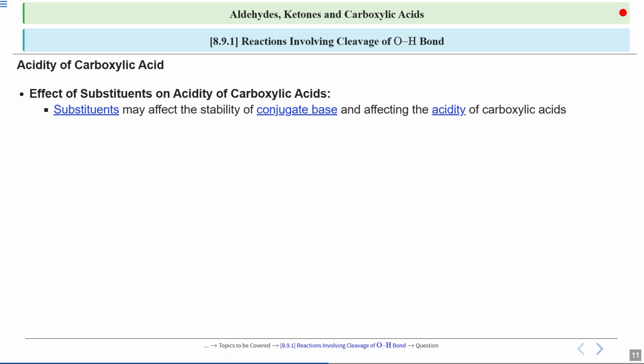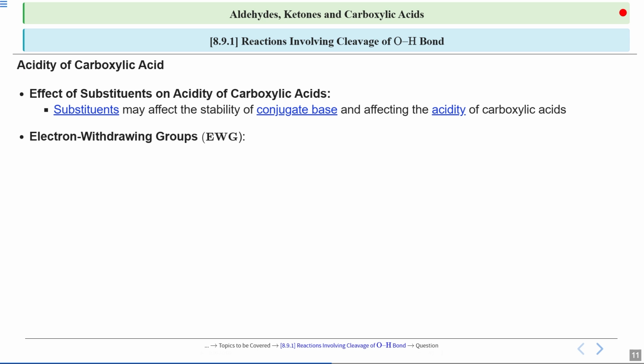So substituents can affect the stability of the conjugate base, which in turn affects the acidity of carboxylic acid. Okay, so they affect the stability of the conjugate base and thereby the acidity of carboxylic acids. How is the conjugate base formed? I hope you know. It is formed when the acid donates its proton. So its stability is crucial for determining how acidic the compound is.